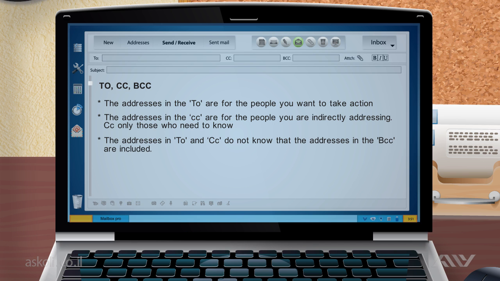BCC is blind copy. Now, this is a way of copying a third person without the second person knowing that the third person has a copy. So if one of my students is late to one of my courses, I send him a mail the next day and I say, Shlomi, it's a pity you were late for the lesson yesterday. Time is money and you missed a lot of important information. Shlomi's probably not going to get terribly excited about that.